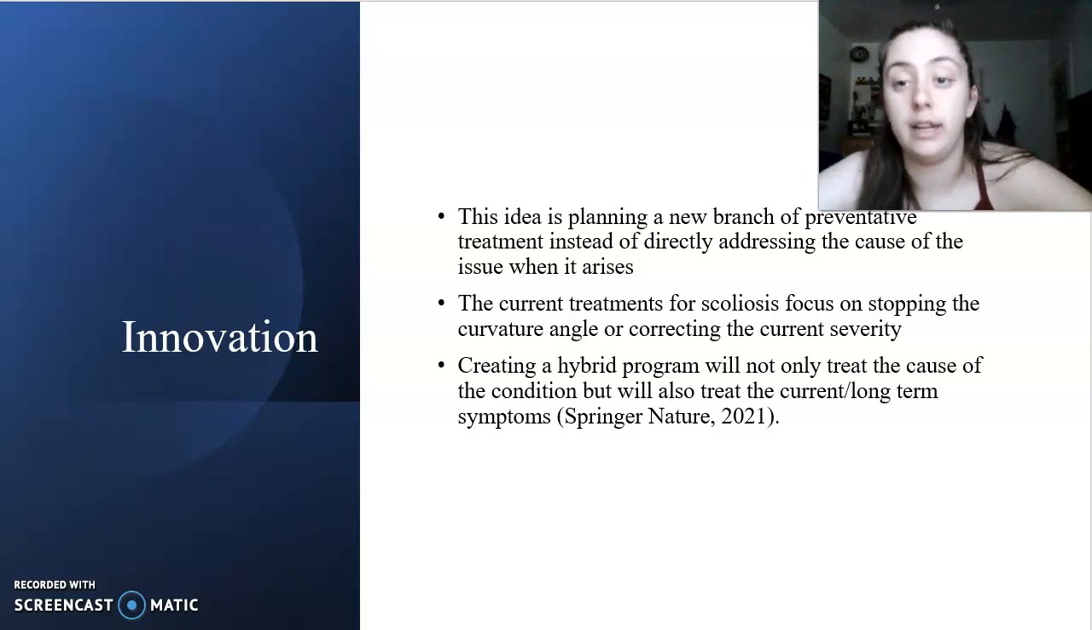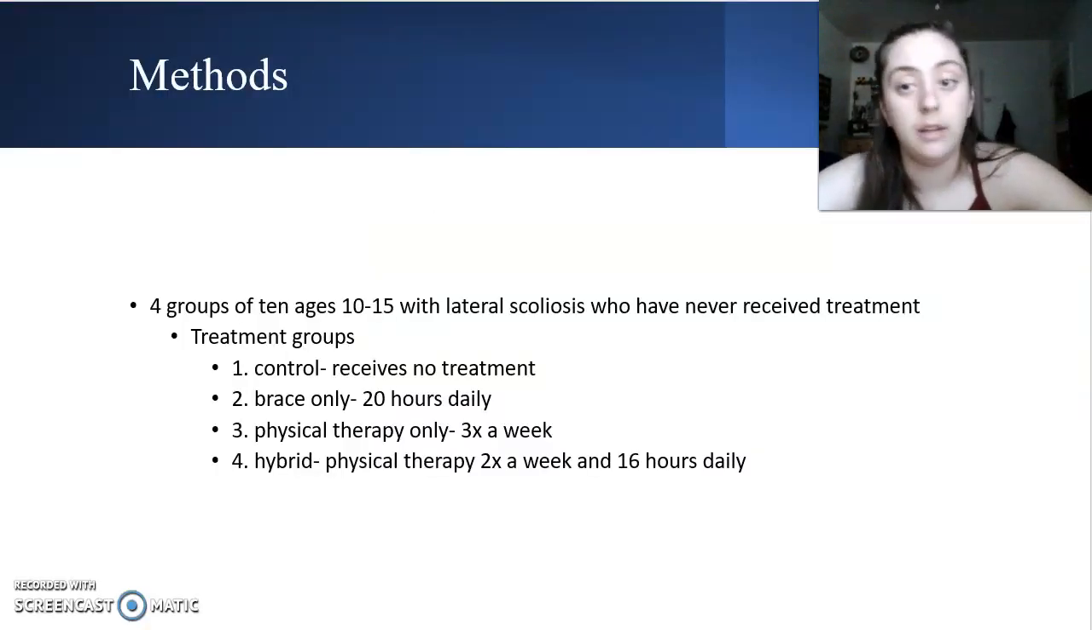The idea for this is directly addressing the cause, which is the curvature of the spine, but also addressing the functionality and the pain that individuals will be feeling. Creating this hybrid program is innovative in the fact that it is thinking long term while also providing very aggressive current treatment. And usually you see people who want to do aggressive treatment when they are diagnosed with something, or when they put it off and then they have to do rehabilitation because they did not treat their disease or their condition immediately. So how would we go about testing for this?